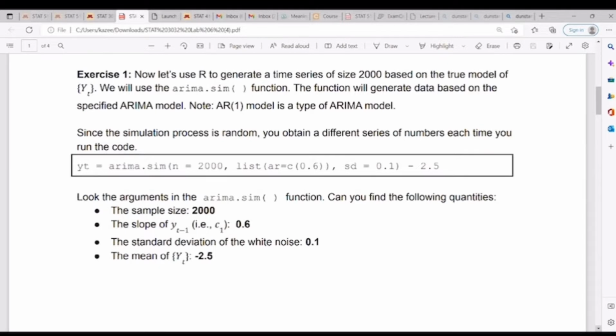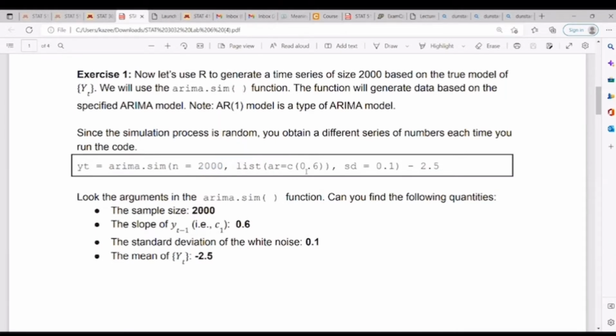What I'm going to show you today, I want you to get ready. You need to open your RStudio right now. We're going to make use of R software. So the very first task today, we want to simulate our data set, and the sample size that we want to simulate is 2000.